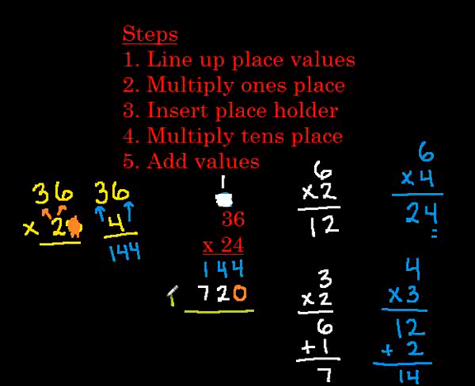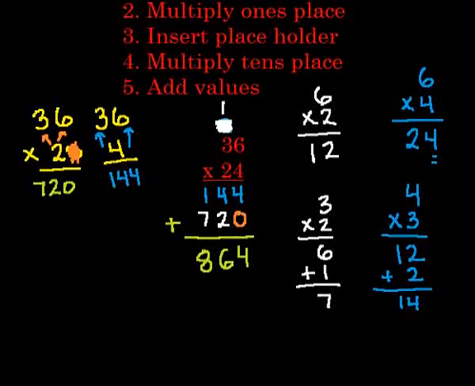All right, so the two numbers that I need to add up are 144, that's when I multiplied the 4, and then the 720, that's when I multiplied here, truly a 20. And so now what I need to do is just add them up and make sure all the place values are lined up. So 4 plus 0 is 4, 4 plus 2 is 6, and 1 plus 7 is 8. So my answer is 864. Let's take a look at one more example.